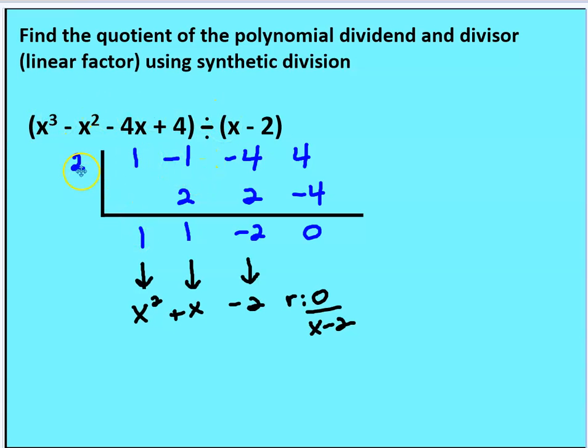I drop the 1 down. 2 times 1 is 2. 2 plus negative 1 is 1. 2 times 1 is 2. Negative 4 plus 2 is negative 2. 2 times negative 2 is negative 4. 4 plus negative 4 is 0.